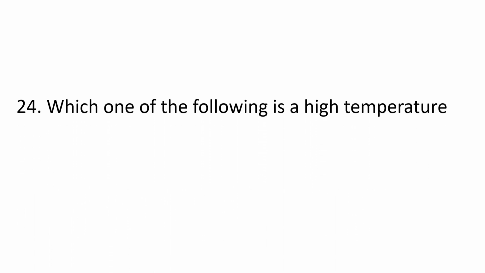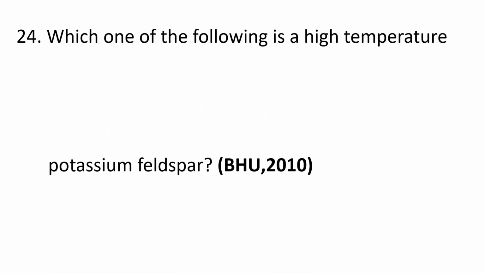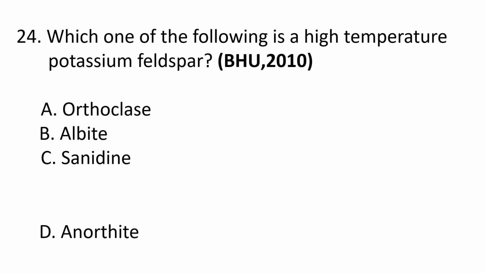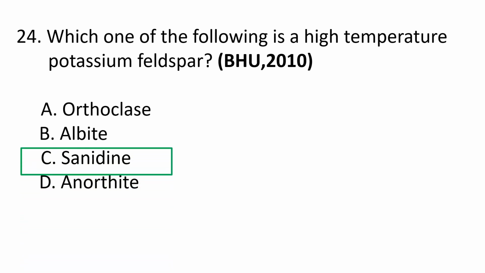Coming to the 24th question. Which one of the following is a high temperature potassium feldspar? So the choices are A. Orthoclase, B. Albite, C. Sanidine, D. Anorthite. So the correct answer is C. Sanidine. It's a high temperature potash feldspar.